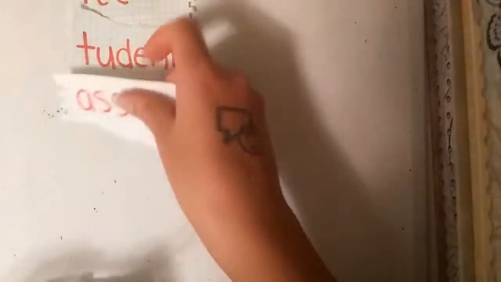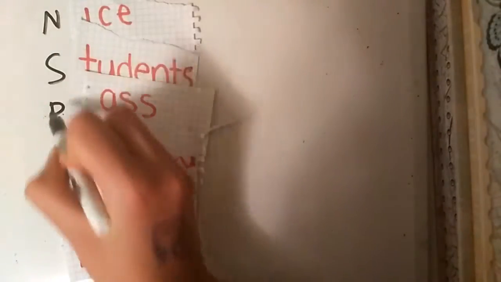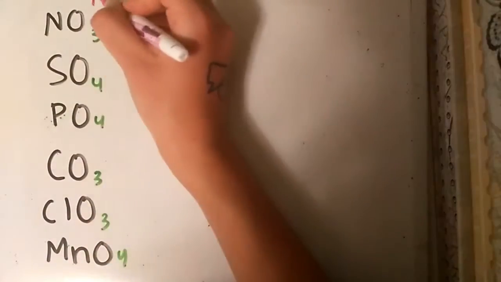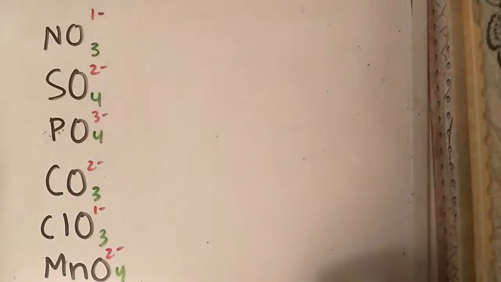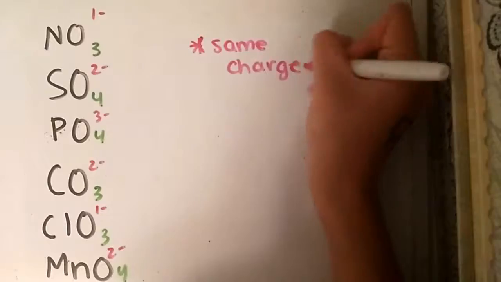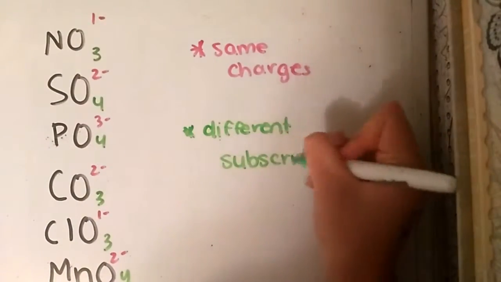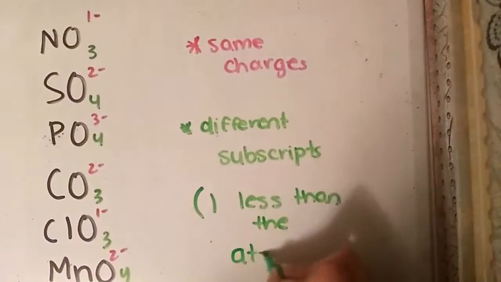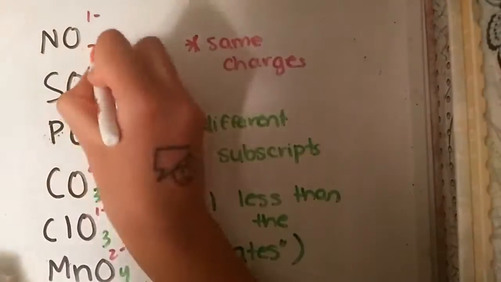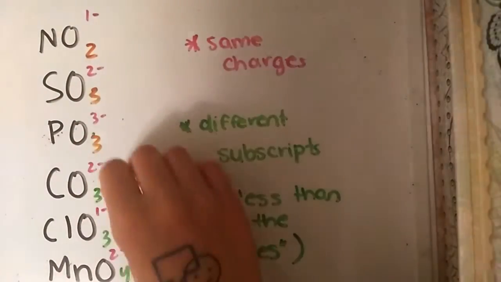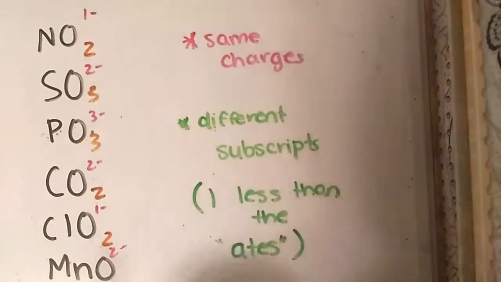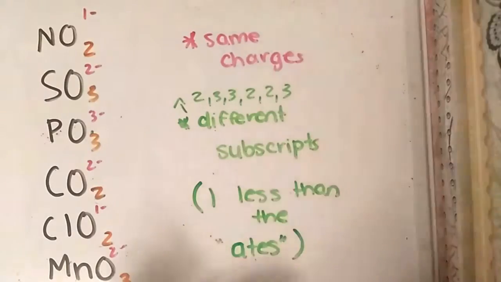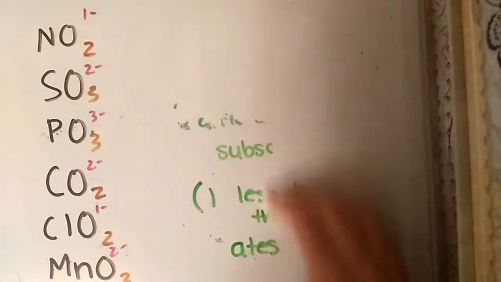The ites. The ites are practically the same as the ates, but they instead replace the suffix of the nonmetal with ite, and the pattern of subscripts is also different. However, this is easy to remember, as the subscripts of these polyatomic ions are simply one less than they were in the ates, and the ionic charges are also the same. So, NO3 would become NO2, SO4 and PO4 would become SO3 and PO3, CO3 and ClO3 would become CO2 and ClO2, and MnO4 would become MnO3. So the new pattern is 2, 3, 3, 2, 2, 3.